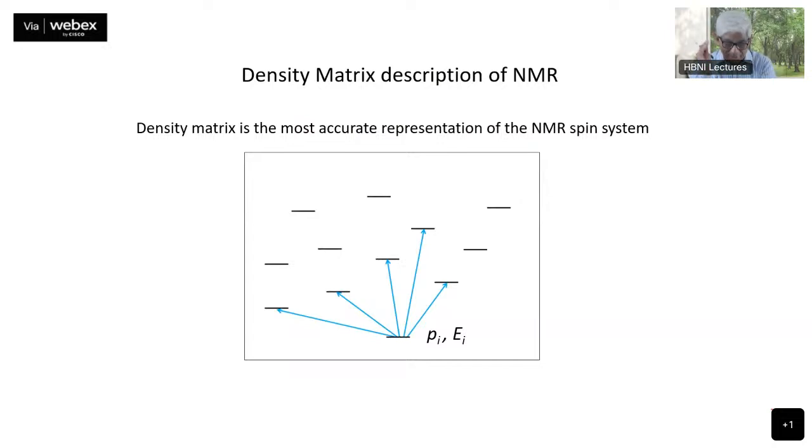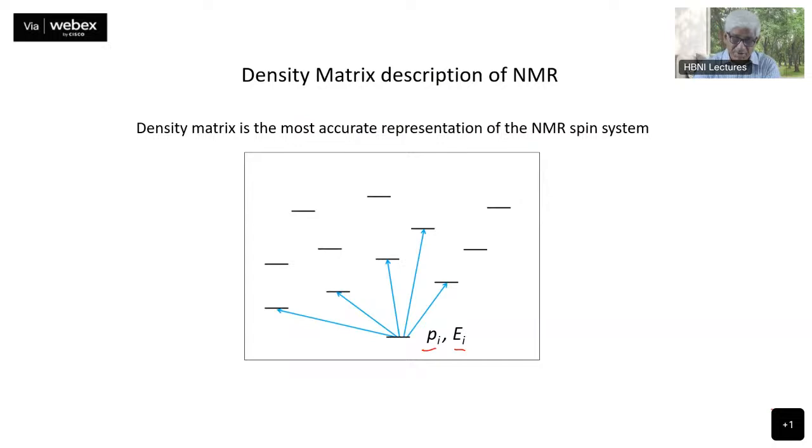What is density matrix? Let's start from there. Consider that I have a spin system with these many energy levels. All these black bars here, these are the energy levels. Each one of them has a population Pi and an energy Ei. I is the label of the level, so it can go from I, J, K, L, whatever level there is. All these levels are indicated simply by the index I.